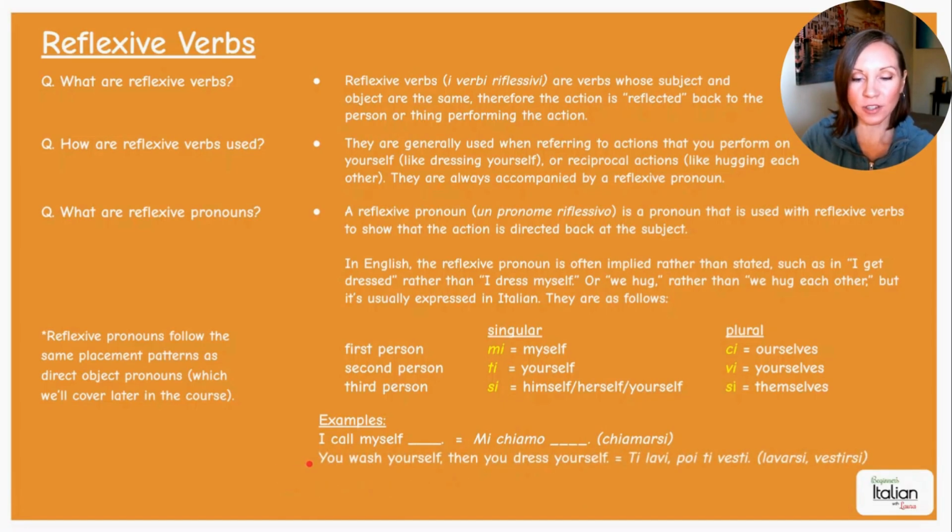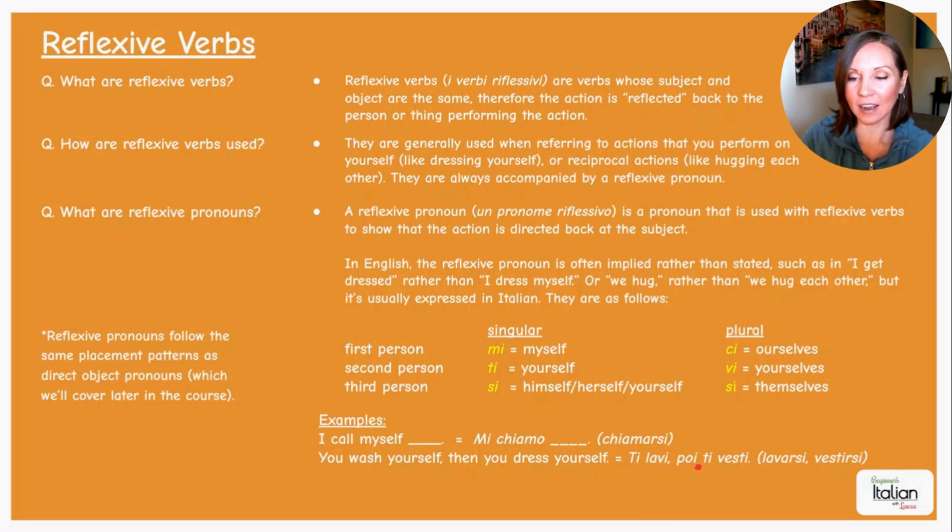Okay, you wash yourself, and then you dress yourself, would be ti lavi, poi ti vesti. In this case, we're using the reflexive verb lavarsi and the reflexive verb vestirsi. We put ti before the conjugated verb. So ti lavi. These are both the second person singular.